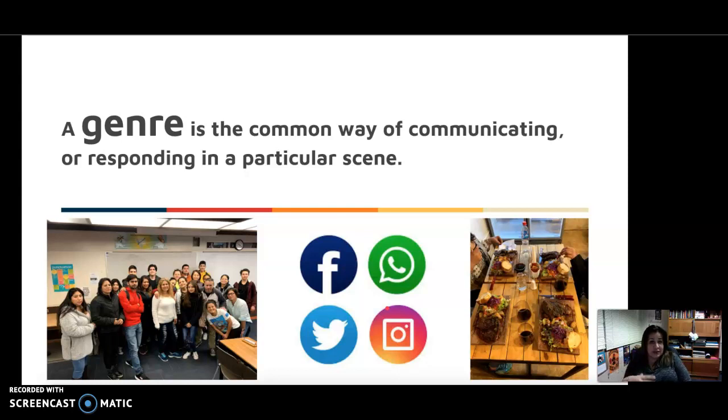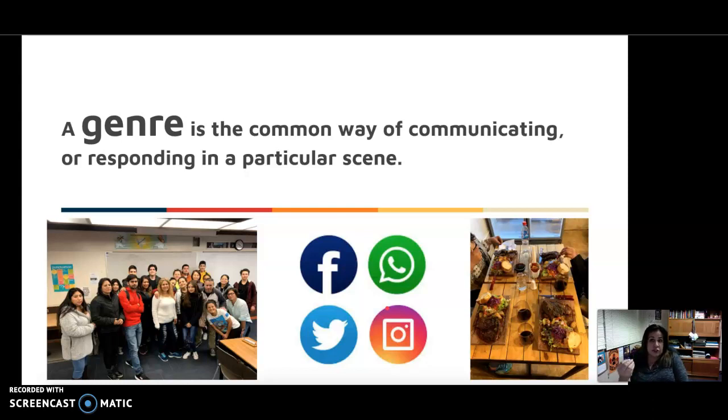We already know that a genre is a way of categorizing or organizing something. Now, in our textbook, a genre is the common way of communicating or responding in a particular scene. So let's think about the classroom scene. One genre in a classroom scene is essay writing. Another genre is journal writing. Another genre is discussion board post. Those are 3 different ways of communicating within my classroom. Those are all 3 genres that you'll be very familiar with by the end of the semester.